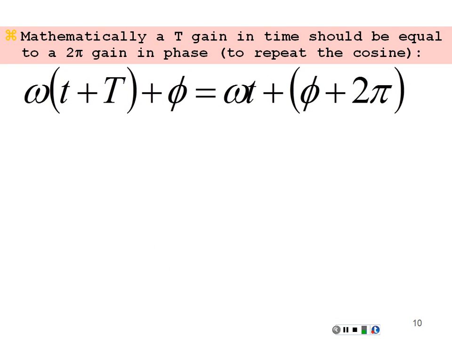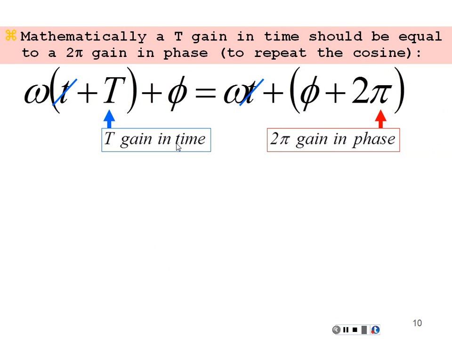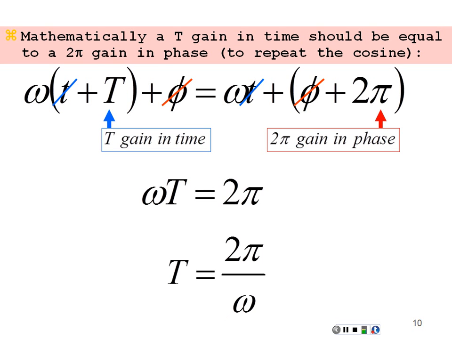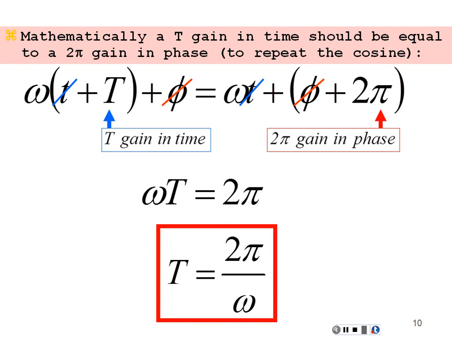So mathematically, a gain in time of 1 period T should be equal to a gain in phase of 2 pi radians. So I should mathematically have this kind of expression right here. If I get rid of omega t on both sides and get rid of a phase angle on both sides, I would have omega times the period is equal to 2 pi, or the period of repetition is equal to 2 pi divided by this omega value. Very good. So if I knew what omega was, I would know what the period of repetition is for my oscillation.